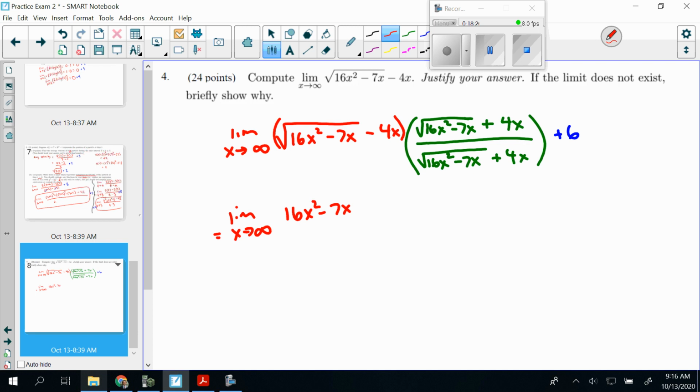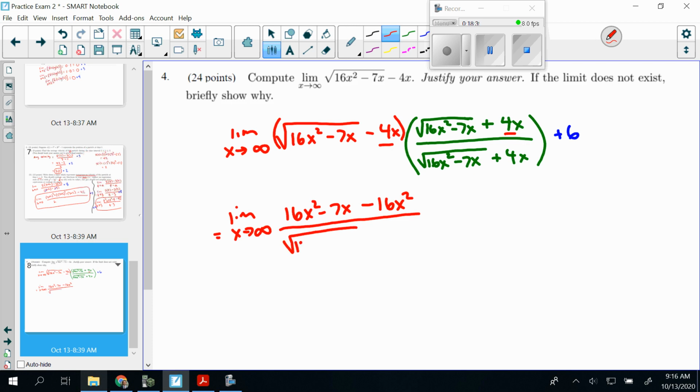The outside terms and the inside terms are going to cancel out. That always happens with the conjugate. When we multiply these last two terms now, it's going to be a negative, and 4x times 4x would be 16x squared. All over, now this becomes a fraction because we multiplied by that conjugate over itself.